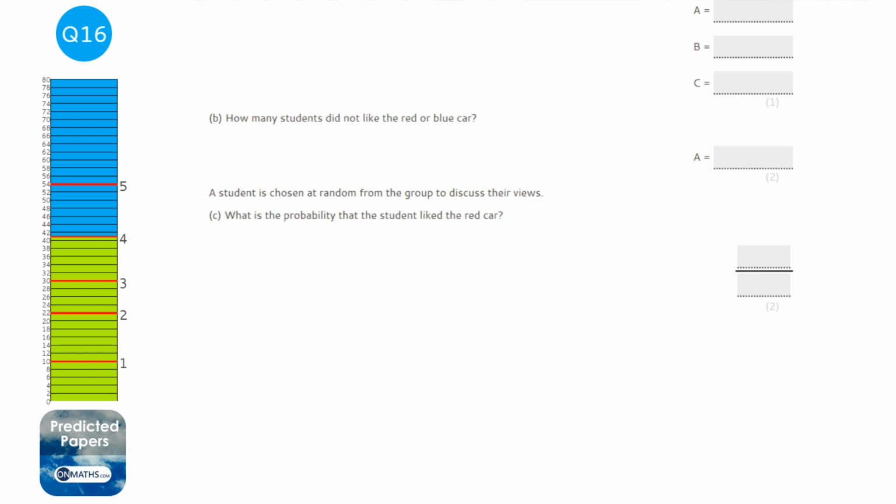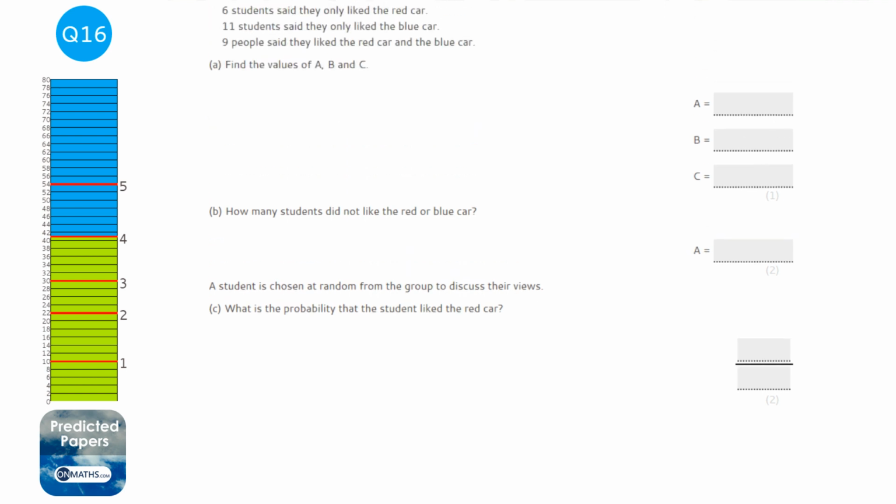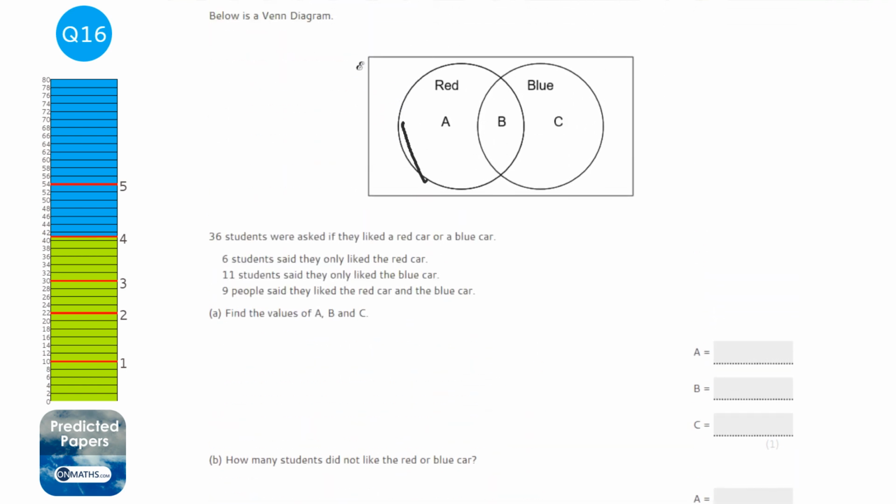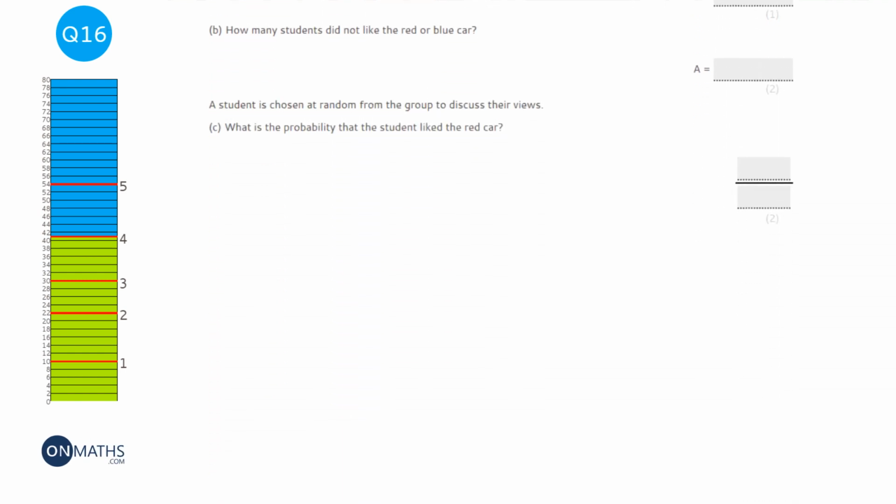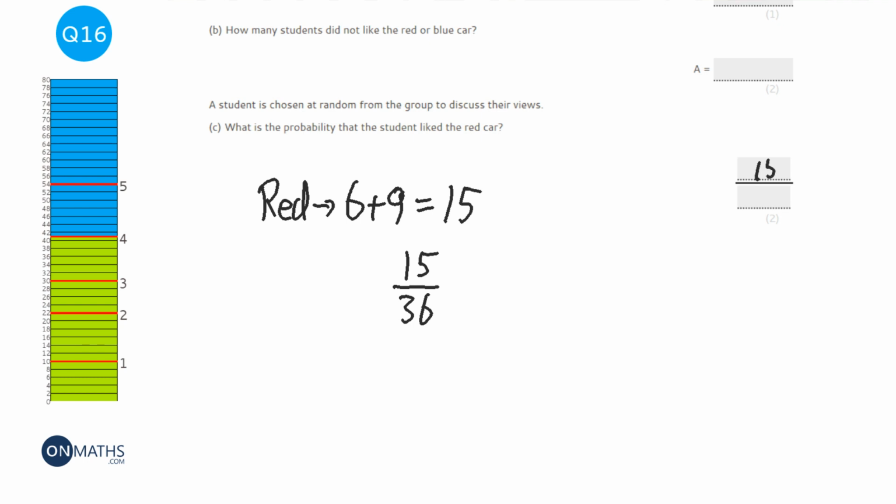Otherwise, let's get started. So we've got to figure out how many students picked the red car. Now that's going to be everyone in this part of the Venn diagram. And then we've got to work out how many students there are altogether. Well, it tells us in the question there's 36. So it's going to be 6 plus 9, which is 15. And that's the amount of people who picked the red car. And so it's going to be 15 over the total amount, which was 36. So in our answer box, 15 over 36.